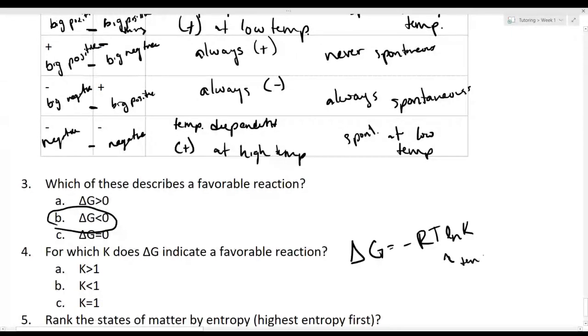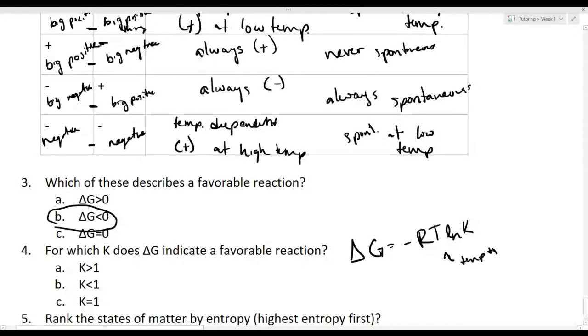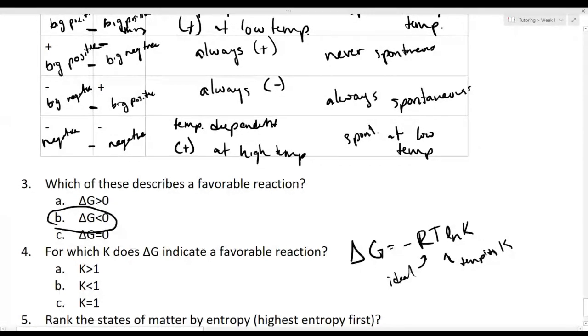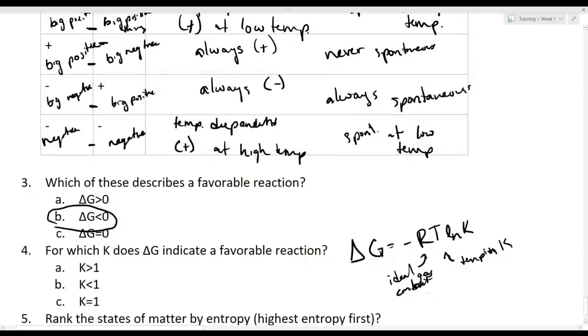Okay, so T is temperature in Kelvin, excuse me. R is our ideal gas constant, which is positive. Okay, so these guys are always positive, which means that the natural log of K and the negative sign are what determine delta G. Okay, so remember, favorable reaction means we want a negative delta G, meaning that since this negative right here exists, we want this number, the natural log of K, to be positive. Okay, does that make sense to everyone?